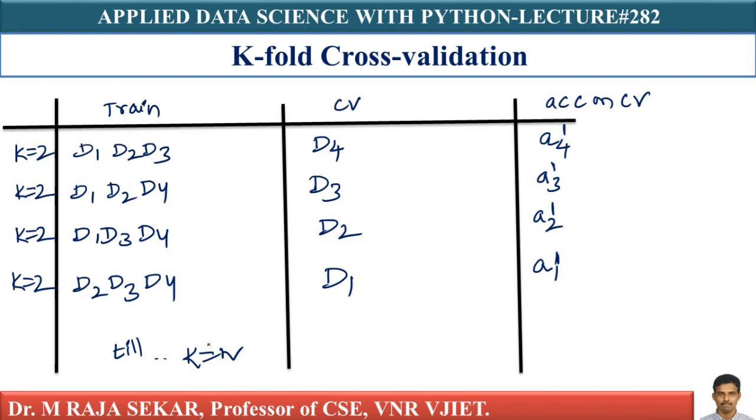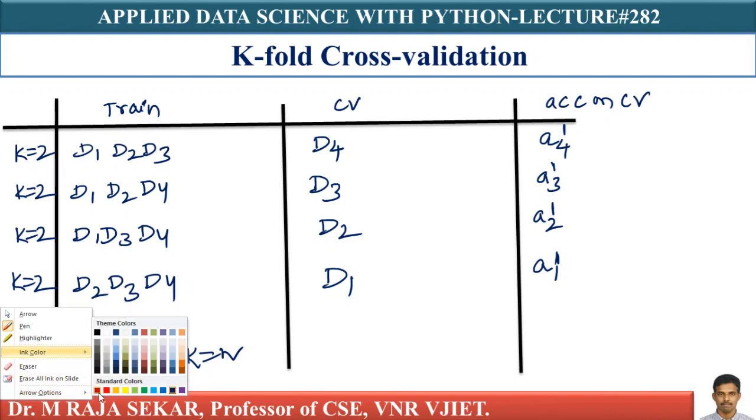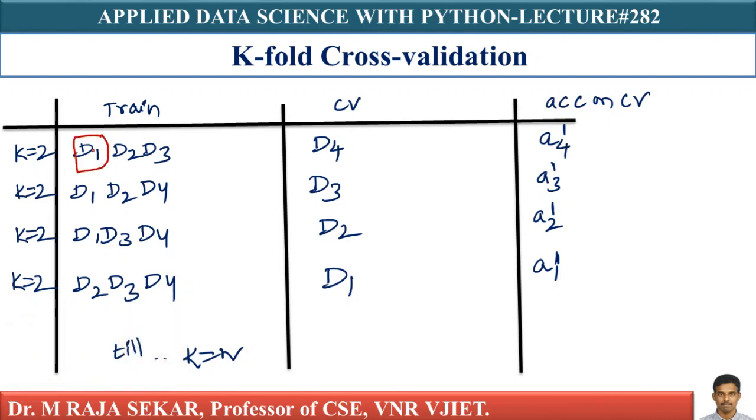Now look at what's happening. When I am training the model and getting my accuracy, I am using all parts of my data to arrive at the accuracy. I have used D1 as my training data 3 times. Just see, for example, here I am using D1 as training data, here I am using D1 as training data, and here again, first time, second time, 3 times.